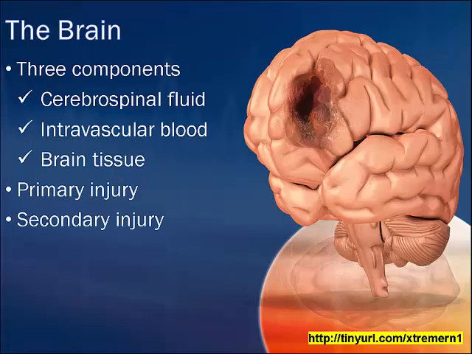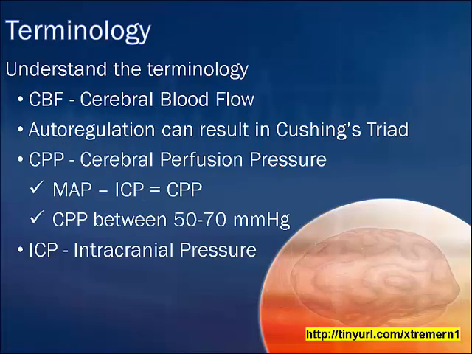It's important to know that there are three components to the brain: cerebral spinal fluid, blood, and brain tissue. Primary injury is the time of impact and usually from trauma. Secondary injury occurs after the primary injury, and this can include hypoxia, ischemia, hypotension, edema, or increased intracranial pressure. This is why nursing management is so important. Understanding the terminology for brain injury is needed.